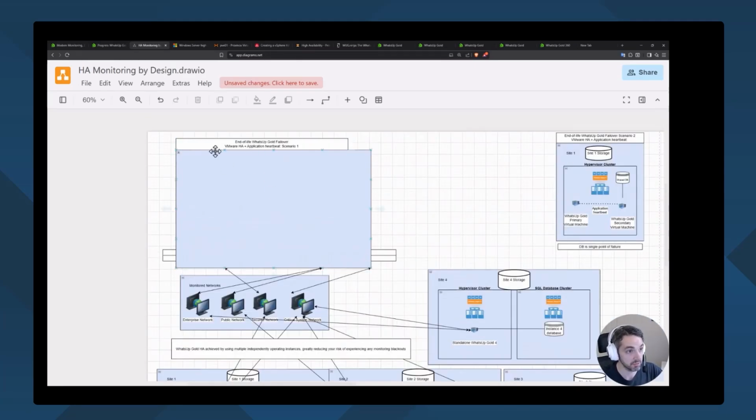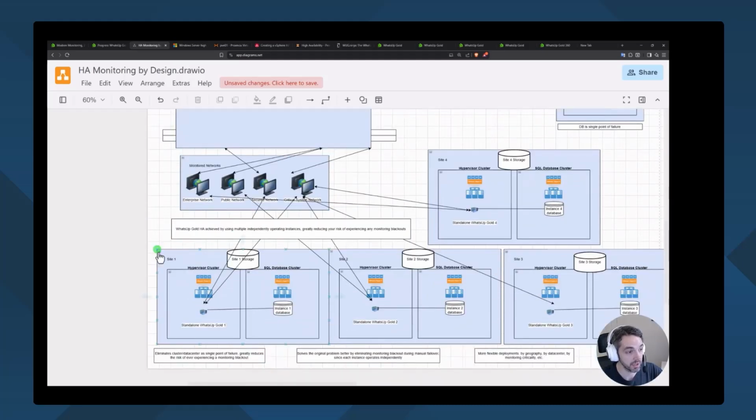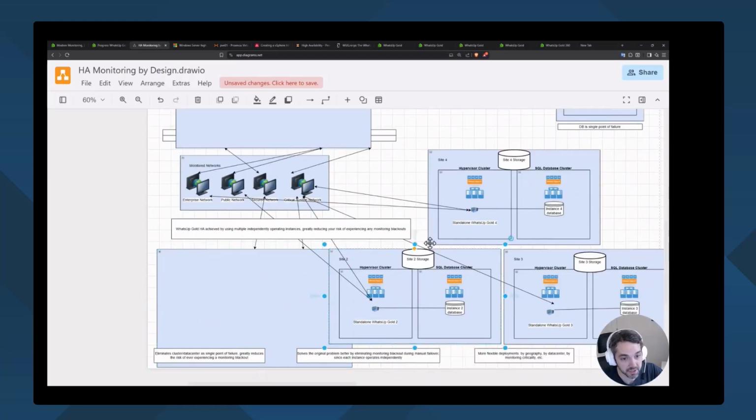And what that means is, imagine again, Site 1 goes away. Well, you don't care because Site 2, Site 3, and Site 4 are still monitoring, right? And this is what we mean by no monitoring blackouts. By creating these multiple instances, you can almost guarantee that you'll never be in a completely flying blind scenario where you don't know what's going on because you have no monitoring available.